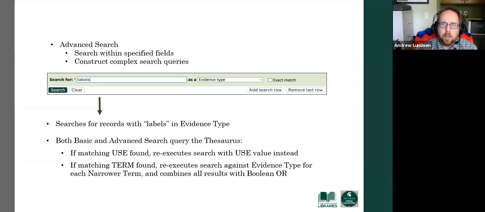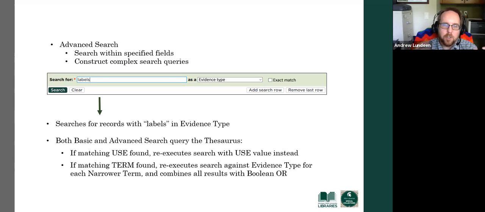So for example, book labels, provenance labels, and stickers are all non-preferred terms in our thesaurus for labels. They all have entries in the thesaurus, and each of those non-preferred entries simply says use labels. So unless you check the little exact match box there, searching for any of those terms will also return records tagged as labels. The search algorithm translates input through the thesaurus behind the scenes.